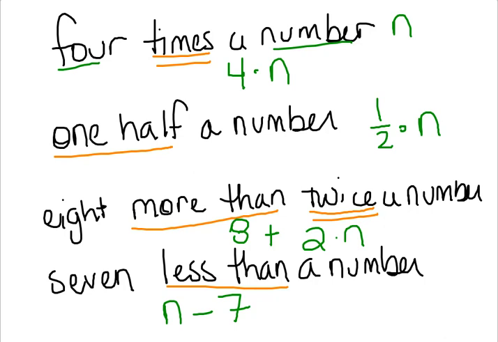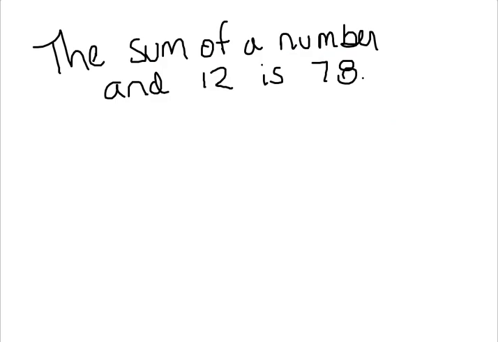Alright, we're going to do a few more, not trickier, just equations instead of statements. Alright, so if I have the sum of a number and 12 is 78, the first thing I'm going to do is underline the terms that make me think about math symbols. So sum of makes me think of addition. Is makes me think of equal.